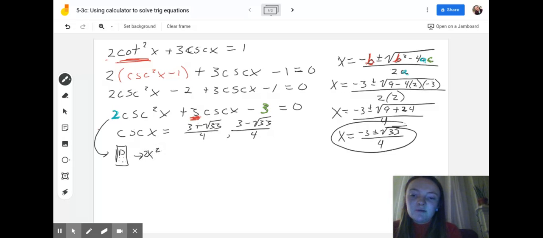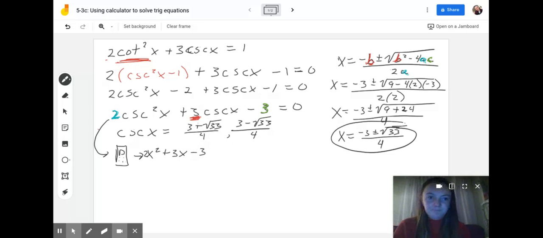2x squared plus 3x minus 3 and see what I get. So let me show you how to solve that. In my calculator, I'm going to clear this out. I'm going to put in 2x squared plus 3x minus 3. We're going to see where that crosses the x-axis. I'm going to zoom standard.